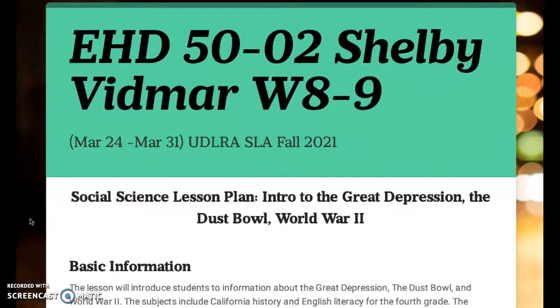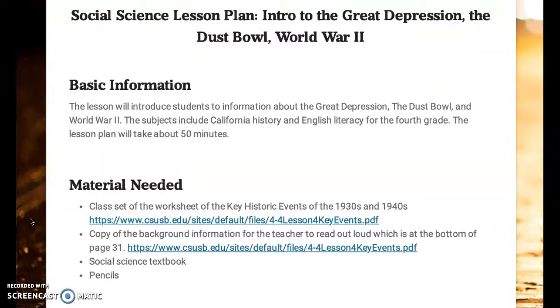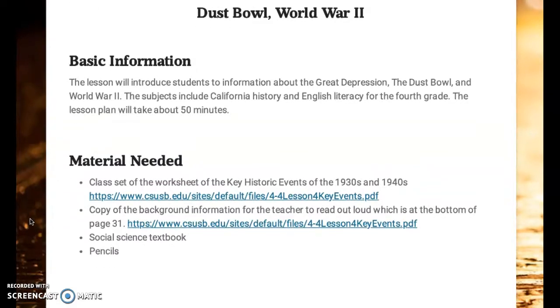I have it correctly titled at the top, and then the social science lesson plan intro to the Great Depression, the Dust Bowl, and World War II is the title that I would have it in my computer in my notes. The basic information lets the teacher know exactly what's going to be talked about. So it's the intro to students to information about the Great Depression, the Dust Bowl, and World War II. It includes California history and English literacy for the 4th grade and takes about 50 minutes.